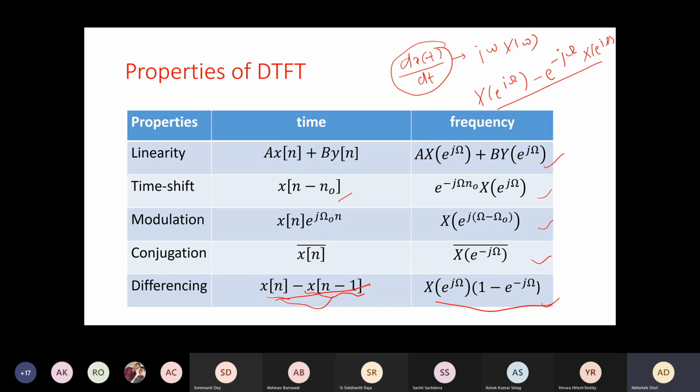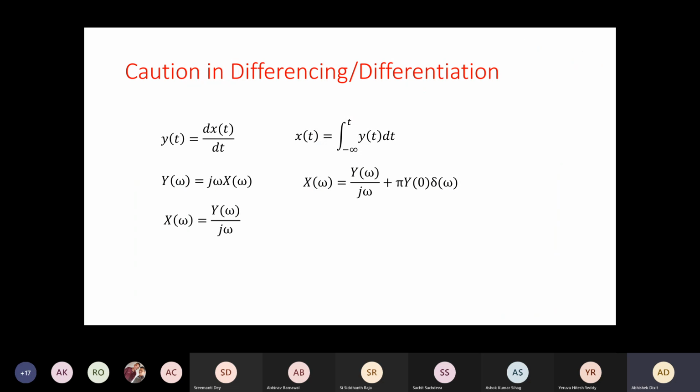Okay, so just one caution that I would like to give you. I am presenting the caution based on differentiation, though the same thing is valid for differencing also. Because you are used to differentiation, I present the caution with respect to differentiation. So we know that if y(t) is dx(t)/dt, listen to this very carefully, then the Fourier transform of y(t), which is Y(ω), we have said that this is jω X(ω), right?